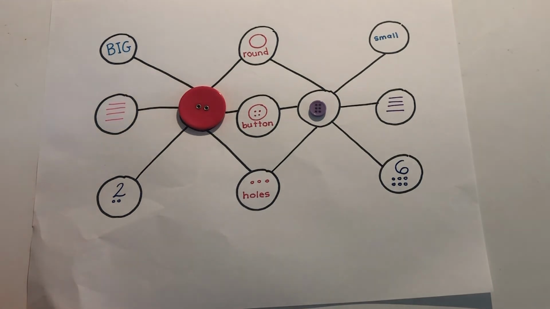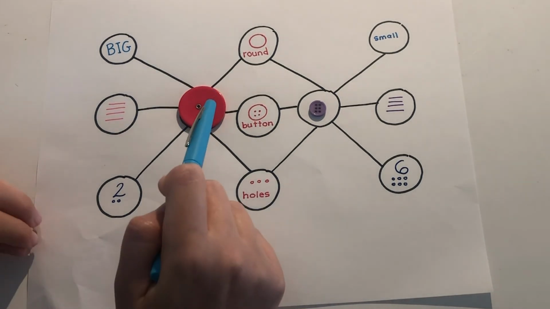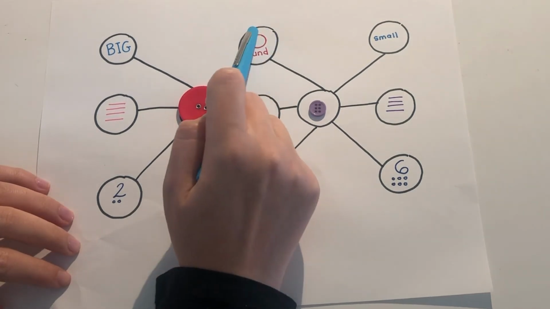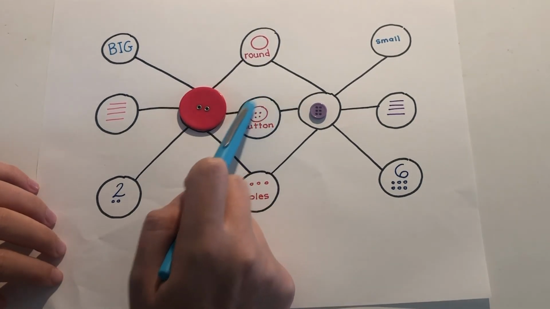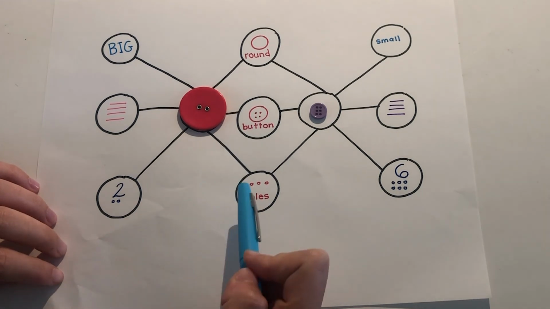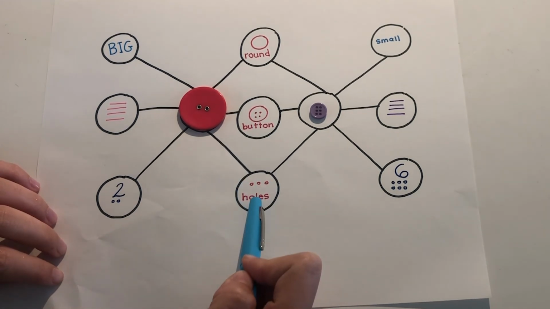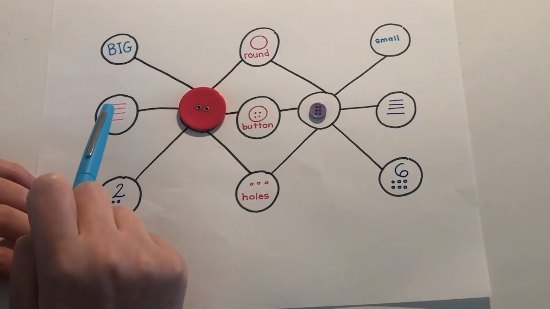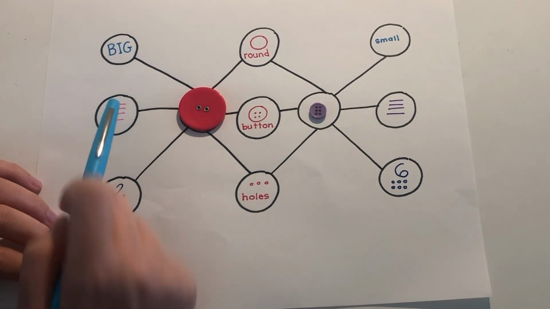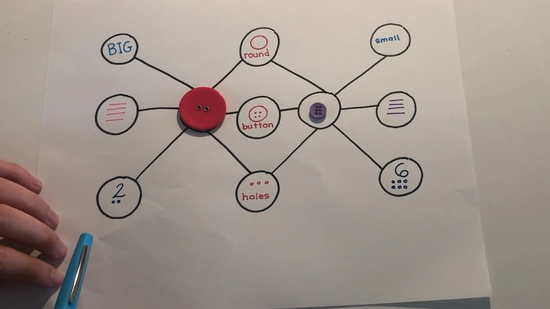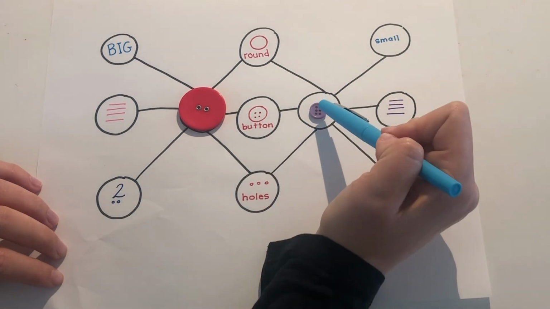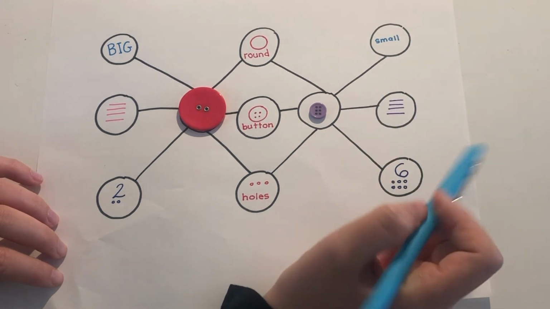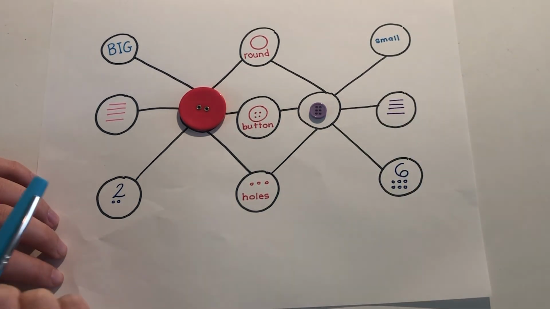I'm going to go over the differences and similarities between my two buttons. They are both round, they are both buttons, and they both have holes in them. My pink button is big. It's pink, and it has 2 holes. My purple button is small. It's purple, and it has 6 holes.